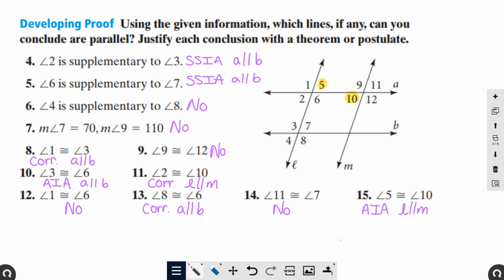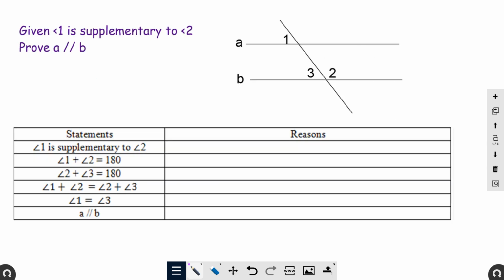All right, last thing that we're going to do together is we are going to do this proof together. I know how much we love these proofs, but we're back to a 2-column proof, right? So, first statement says angle 1 is supplementary to angle 2. Why is that true? It's given. Remember, that's our easiest one to look at. Whatever is given, write the word given. So we were given angle 1 is supplementary to angle 2.